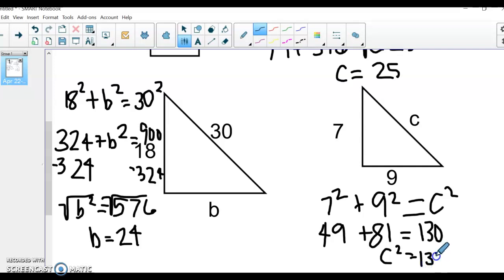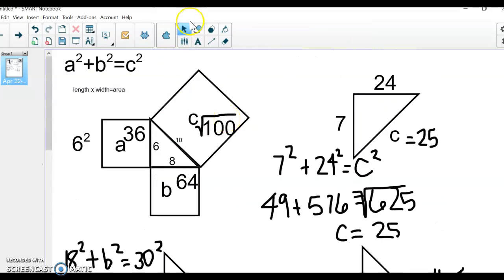To get our c, we need to take the square root of both sides. But if you take the square root of 130, you get 11.4. So it's not always going to turn out pretty, but you can still do it as long as it's a right triangle. I didn't put my right triangles in here, but we were assuming all of these were right triangles. But you can't do this if it's not.